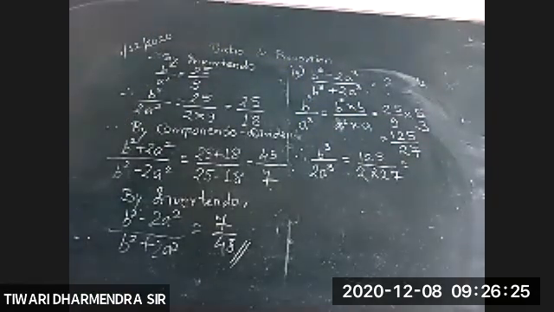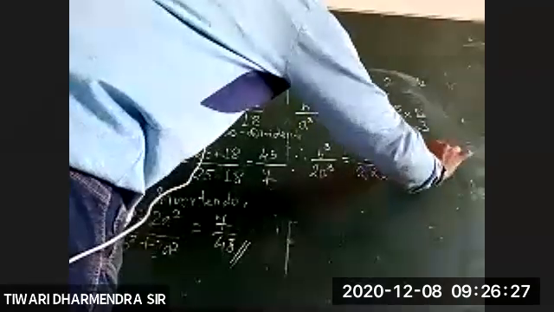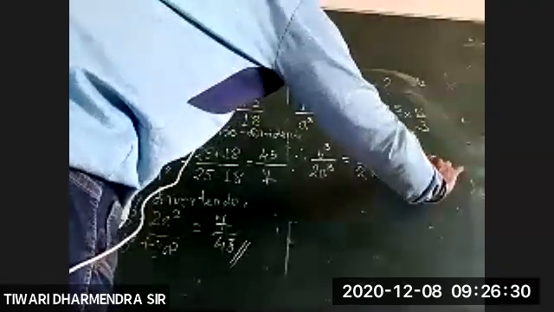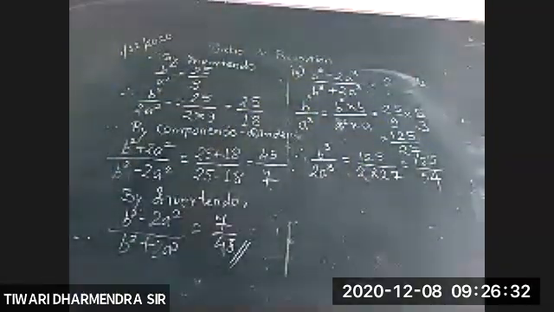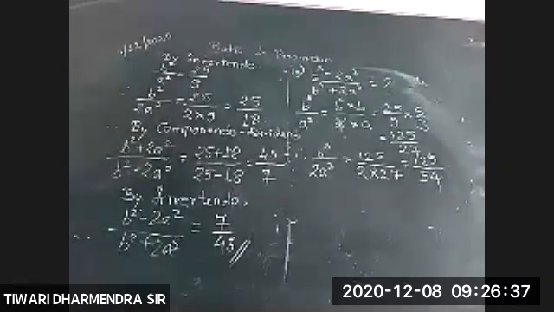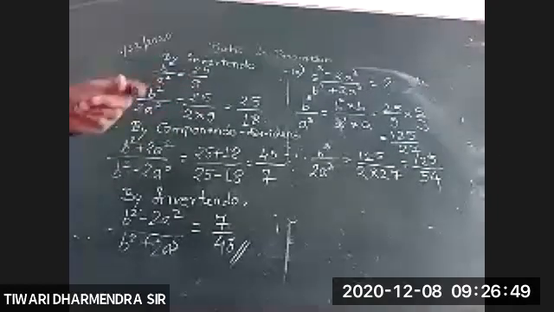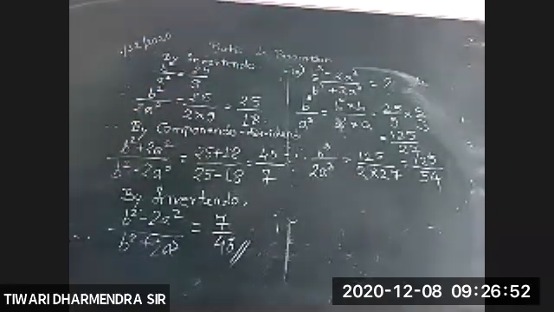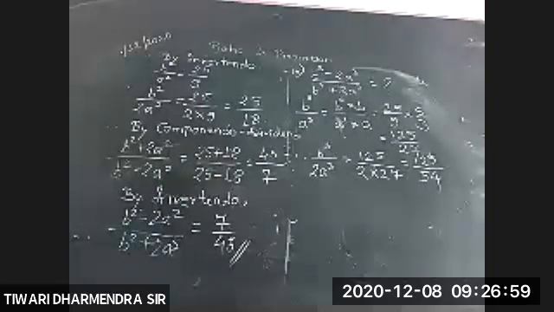What do we get? 125 upon 27 into 2 is 54. We should be good in multiplications because we are going to get multiplication of two large numbers. If we are good in multiplication, we can get them easily. Now, as per requirement, they are demanding b cube minus 2a cube in the numerator. So again, what will we be doing? Componendo and dividendo. After that, we'll be taking an invert of that.